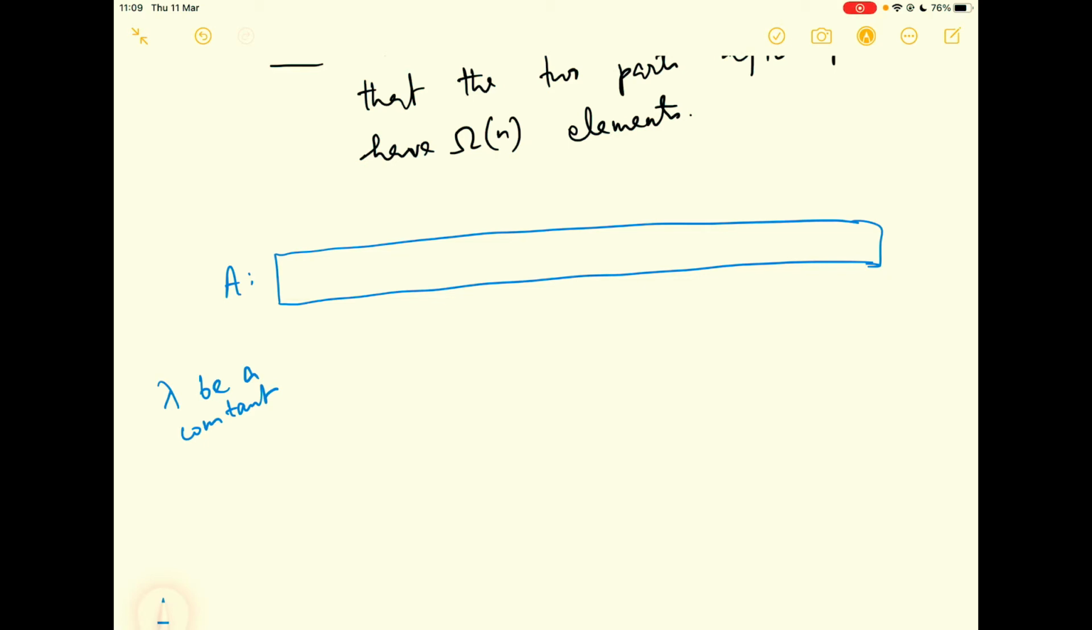Let's not fix lambda a priori, and the algorithm look like a magic that for this lambda it works. Let the analysis dictate us what lambda we should pick. Okay, so what is lambda? Lambda is some constant, and what I do is divide this array into chunks of size lambda. The last part may be less than lambda, that does not matter, but the other parts are equal to lambda.